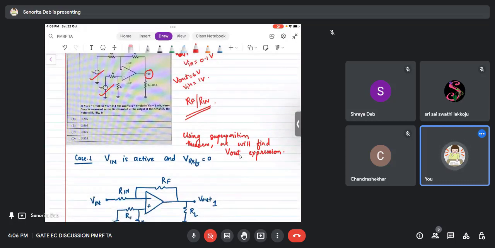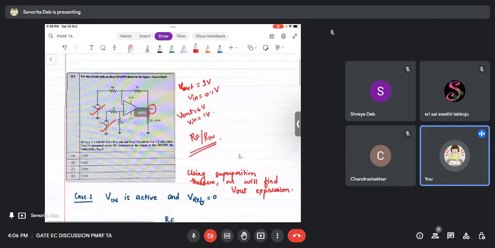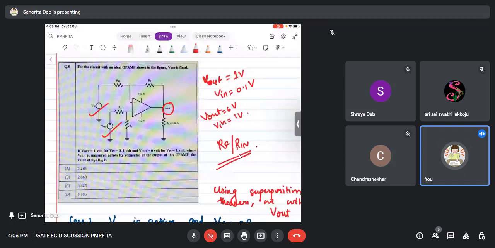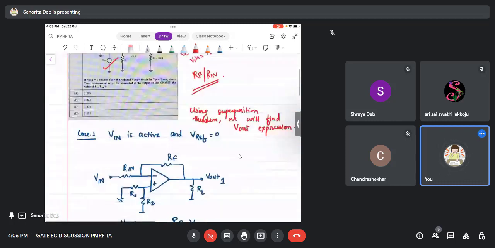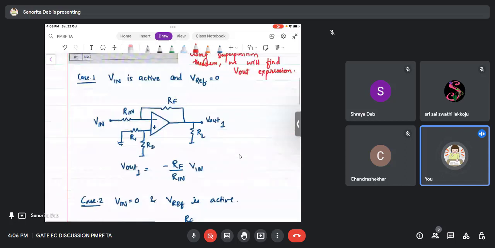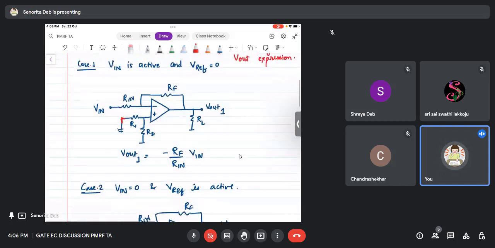So Vin is active and Vref is 0. One of the sources we take as active, another as dormant, because this is how we apply the superposition theorem. If there are different sources in the circuit, we take one source, solve the circuit, take another source, solve the circuit, and then we add them up. That is what the superposition theorem is. So when you take Vin, Vref will be 0, so this node is grounded here.